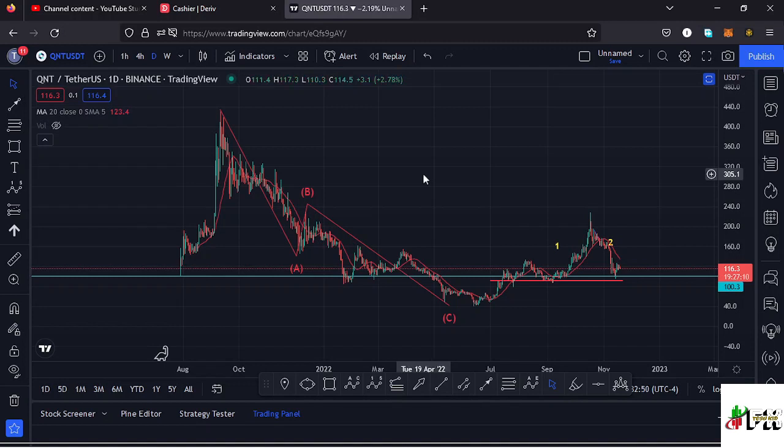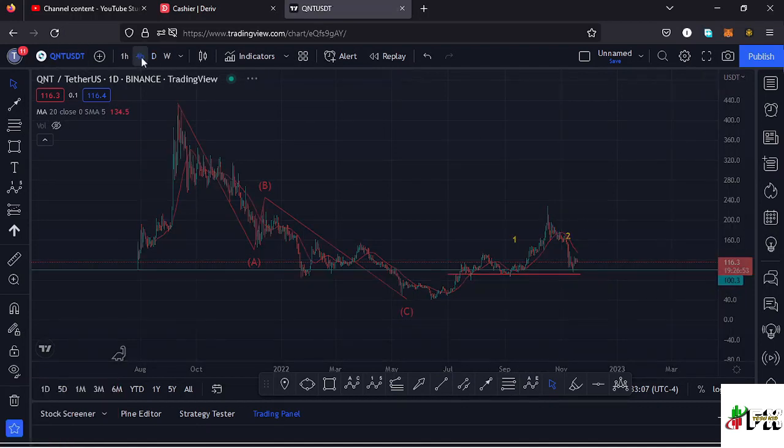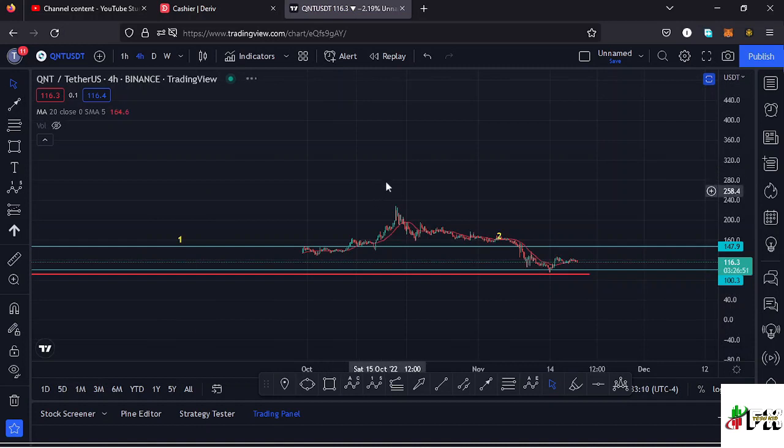I'll kickstart the video by giving a brief of what has been happening here on the Quant chart. From the all-time high, we have been seeing a massive ABC corrective movement, which took us back to around the $41.2 mark. And having seen that low, we have been seeing a very nice bounce to the upper side that has been obeying the Elliott wave structures. Jumping to the 4-hour chart so that we can see that Elliott wave structure.